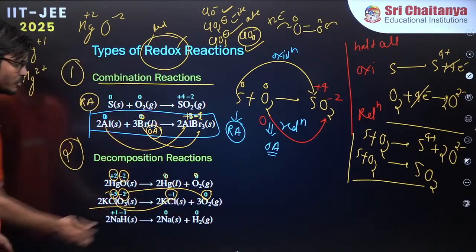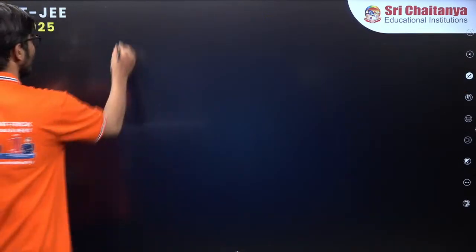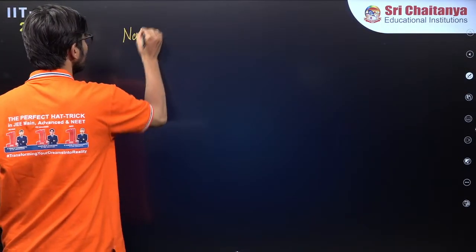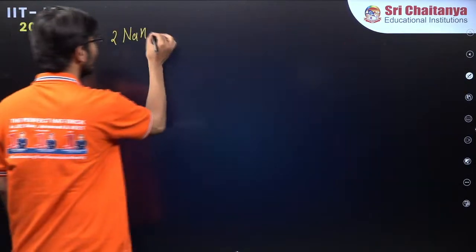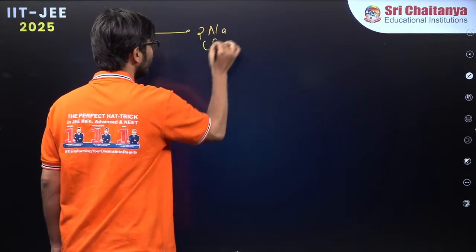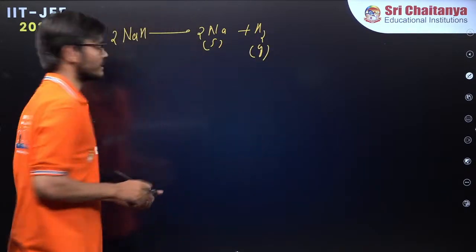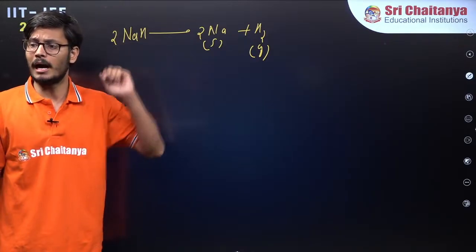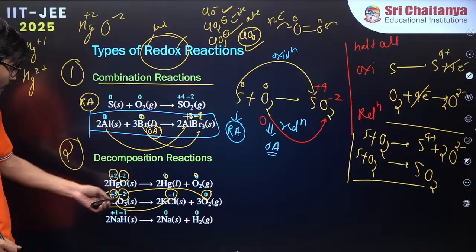Similarly, sodium hydride. I'll write it somewhere over here. What is happening in sodium hydride? What is being formed? Sodium solid and what is formed below? Hydrogen gas. Sodium solid and hydrogen gas. Now I told you how chlorine's charge is +5. Okay, no problem.